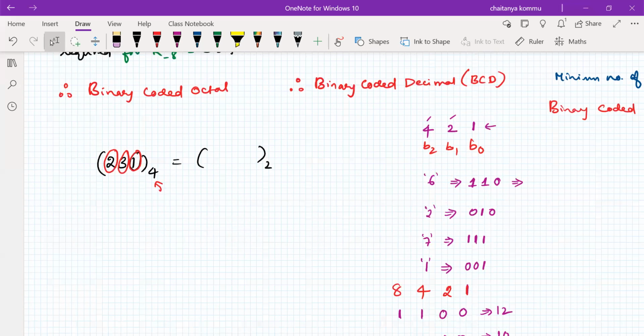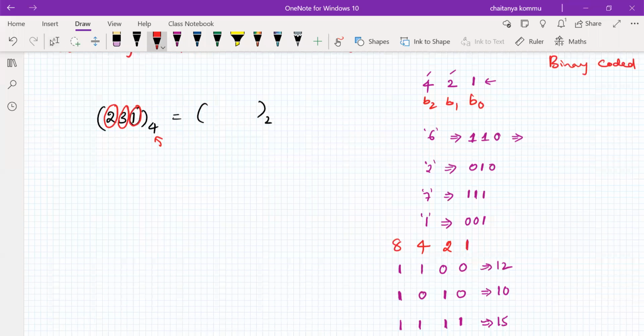Some basics are required here. For example, I have given a radix 4 system. What is its binary equivalent? Each and every digit is represented by 2 binary bits, right? So how do we define 1 here? 0 1. What about 3? 1 1. Yes, 1 1. What about 2? 1 0.